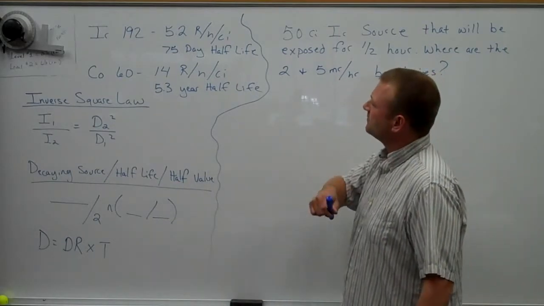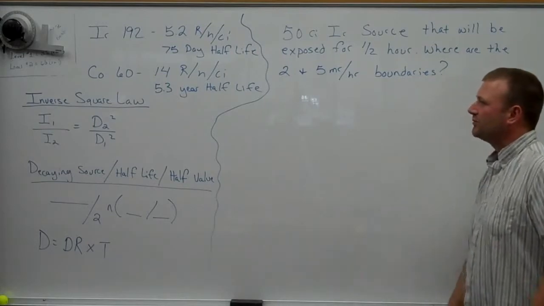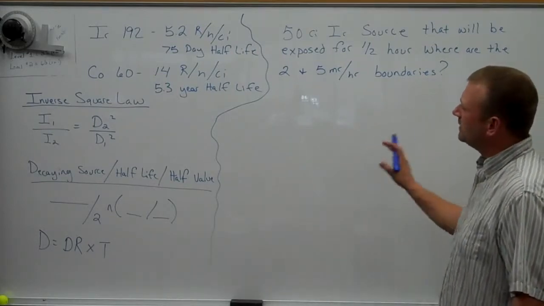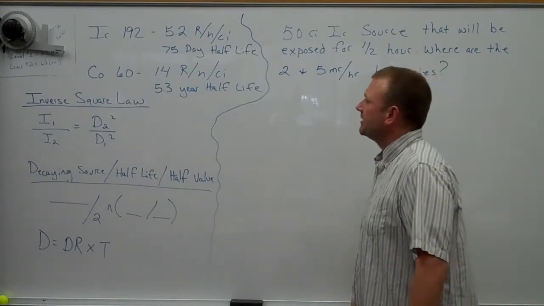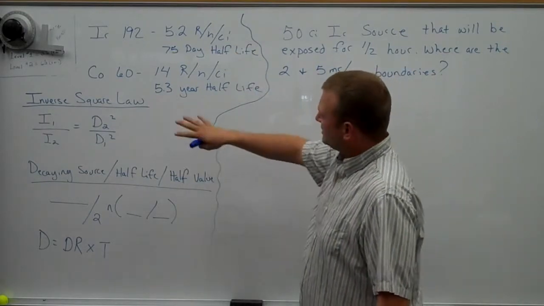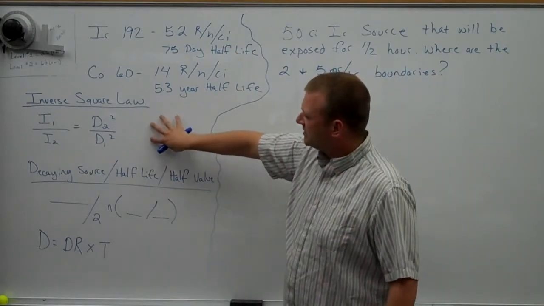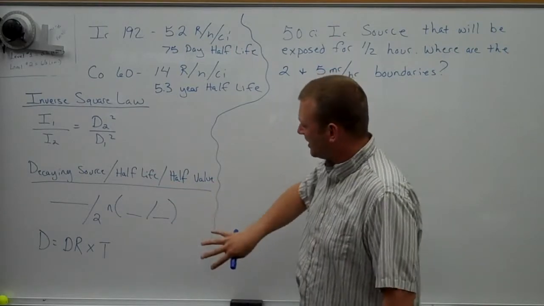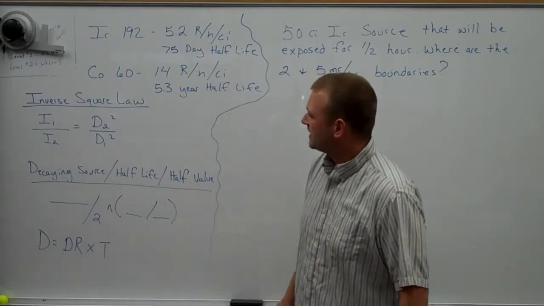Put some basic information over here on the left. We've got just our first problem in the week 3 calculations over here on the right. We'll work through these. You're going to need your calculator again. Just the basic information. We've got the inverse square law formula. Always going to need that. Decaying source or half-life here, and then dose equals dose rate times time.